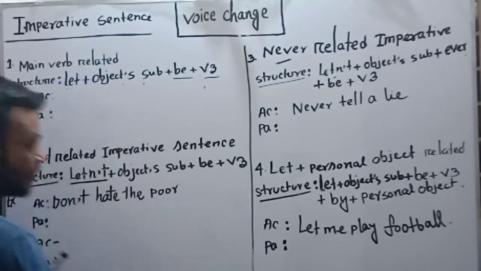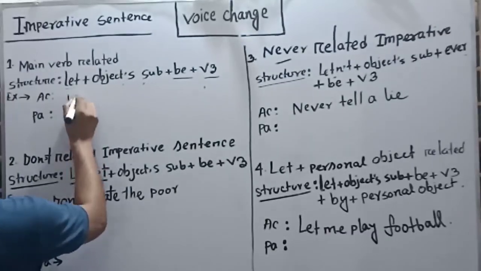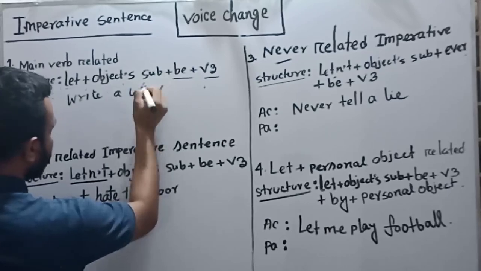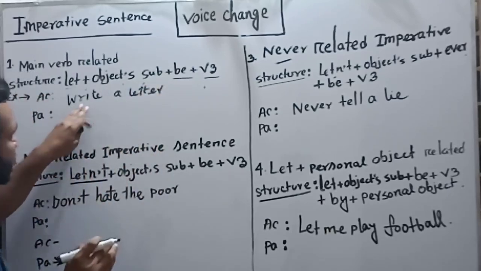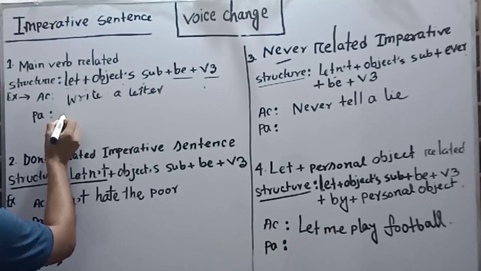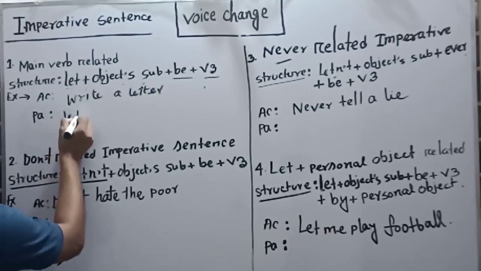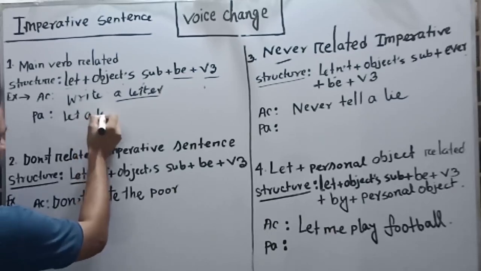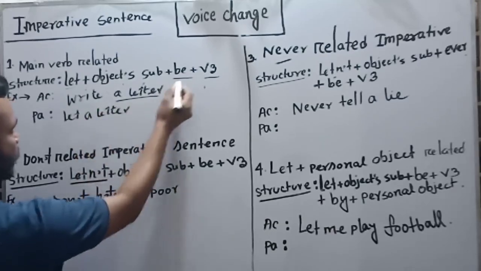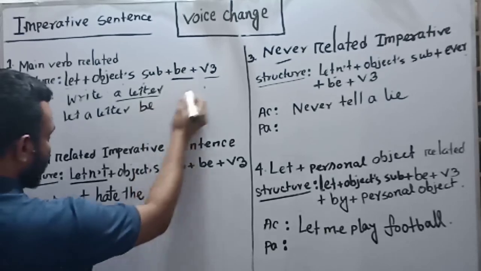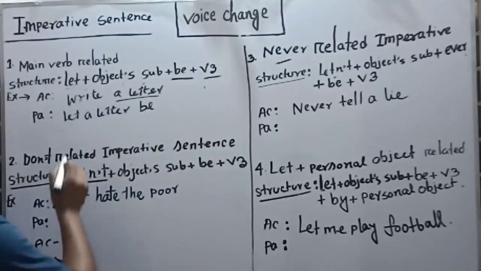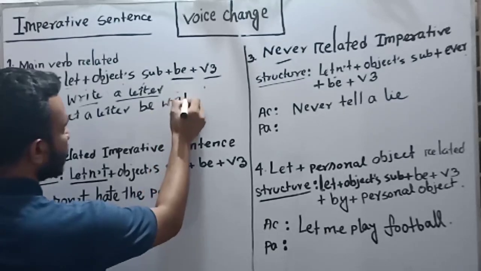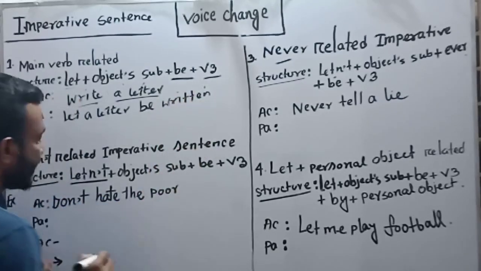Another example can be write a letter. Here the sentence has started with main verb write. So your duty will be making this sentence passive, start with let, then make the object into subject. A letter will be here and use be. At the end of the sentence, verb will be past participle form. So write is your main verb, it will be written. Let me get another example.